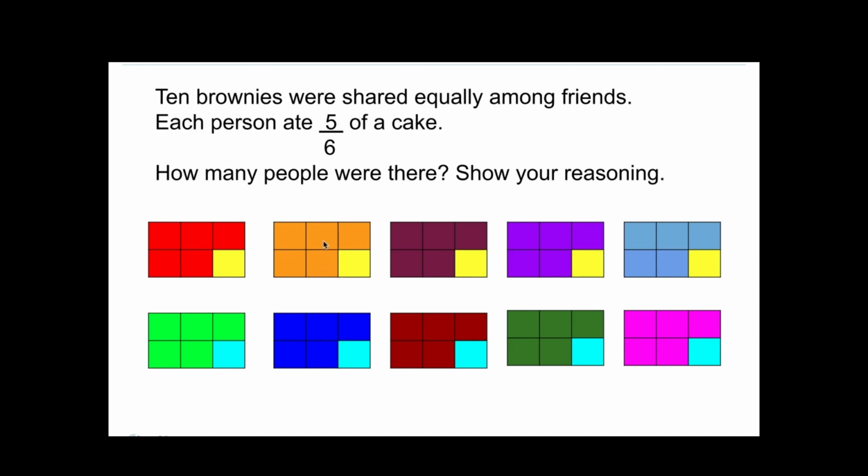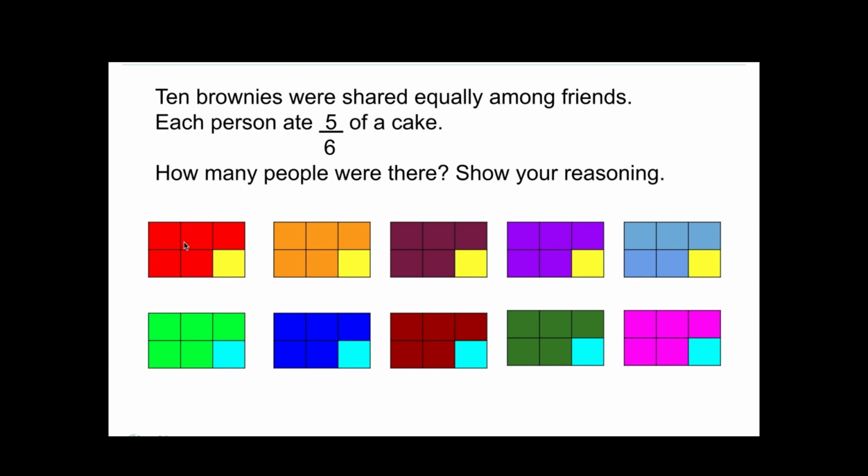I have an orange friend, a purple friend, a light purple friend, a light blue friend, etc. The yellow is the leftover piece, but you can see that there's 1, 2, 3, 4, 5. So 5/6. So that could be another person. The same thing here with the light blue.